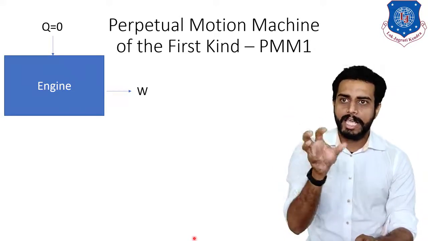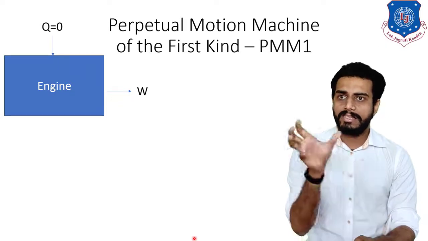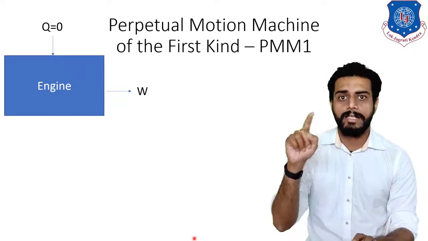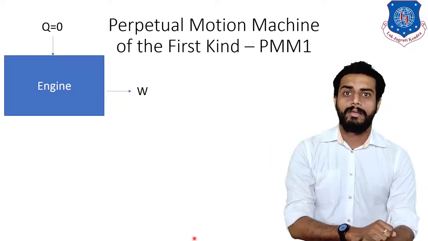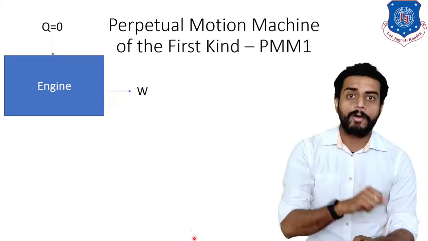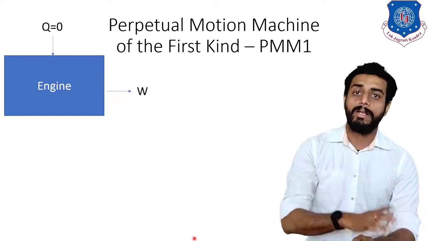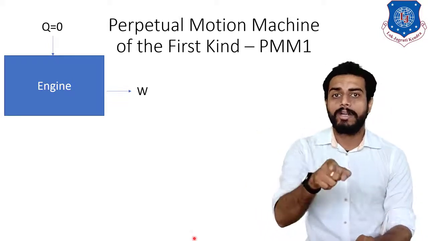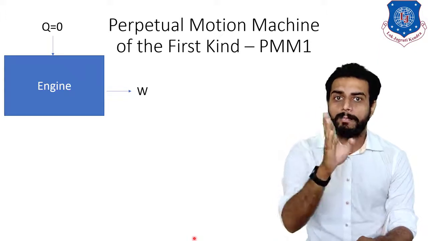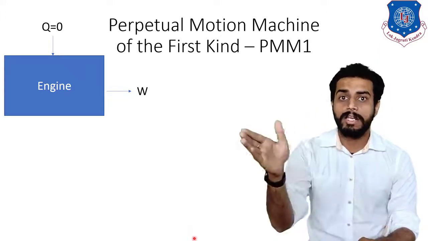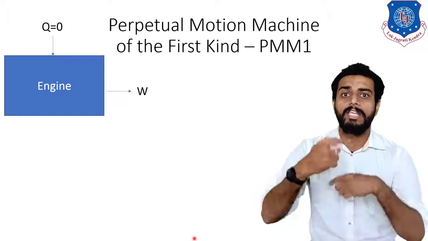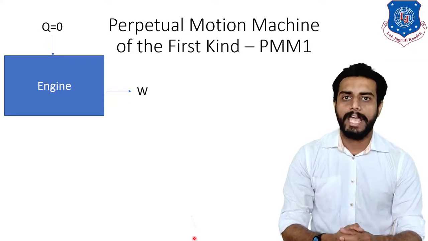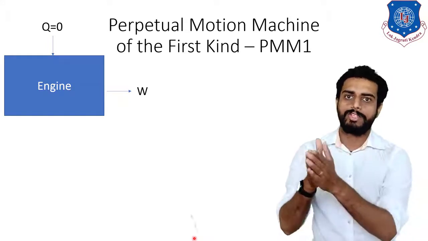Here we have an engine. In this engine, we are not supplying any heat, though the engine is continuously producing some work. Now you will tell me that is not possible. Yes, I know that is not possible. But if such an engine were possible, it would be called PMM1, the perpetual motion machine of first kind. It does not require any heat input, but it gives continuous work output.